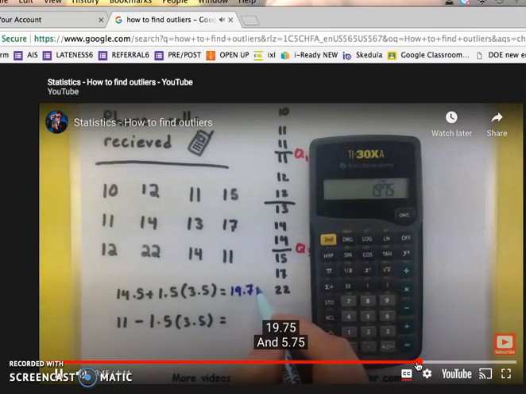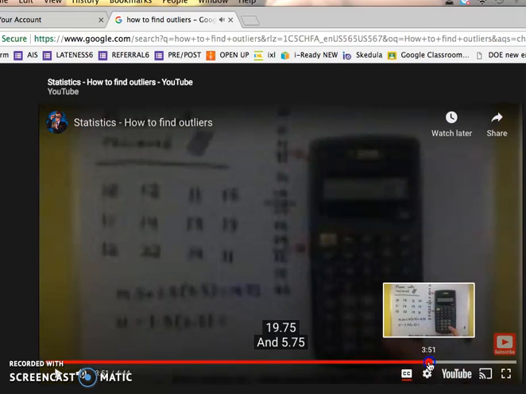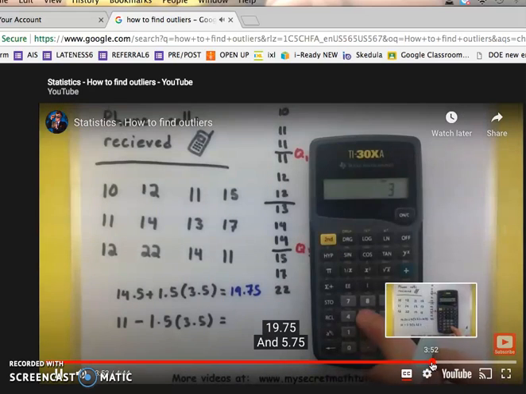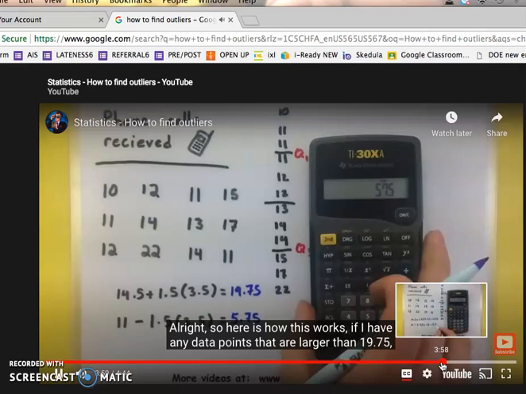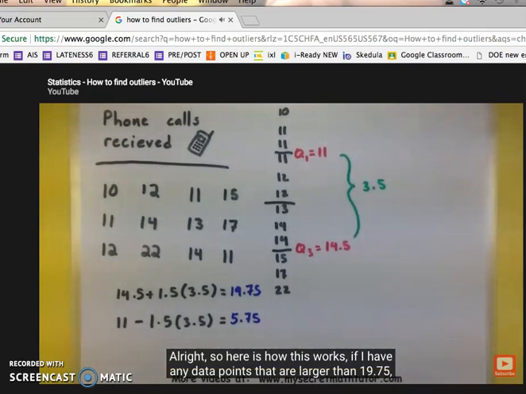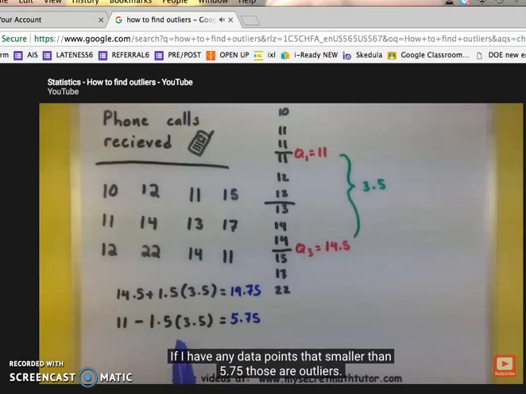So 19.75. Alright, so here's how this works. If I have any data points that are larger than 19.75, they're an outlier. And if I have any data points that are smaller than 5.75, those are outliers.